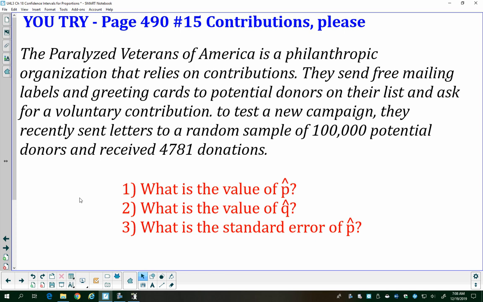So I have a few questions for you related to page 490, number 15. Make sure that you answer those questions. If you have questions while you're watching this, please make sure that you ask for help, and we'll absolutely spend some time together working through this process, working through the ideas, and getting better at it.